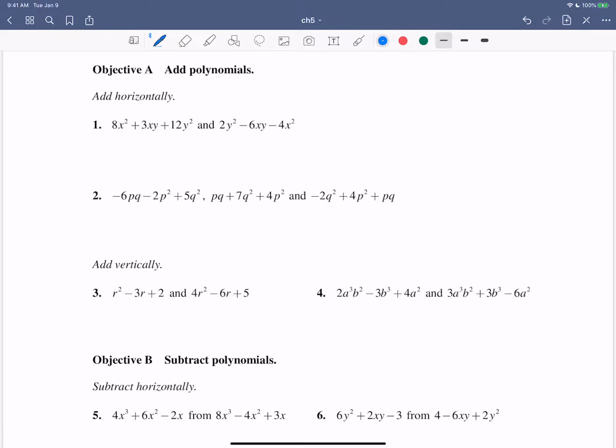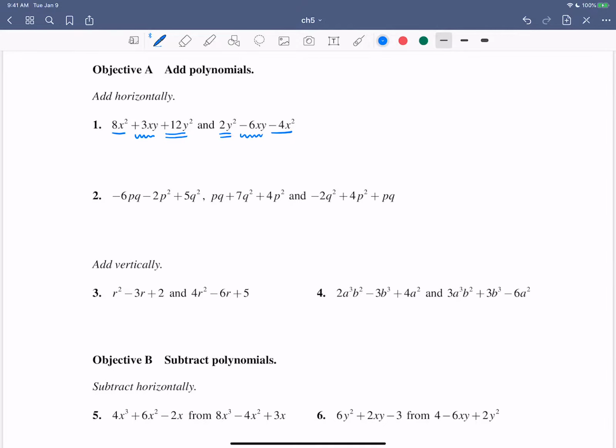Number 1, we're adding 8x squared plus 3xy plus 12y squared and 2y squared minus 6xy minus 4x squared. Identify like terms. If we identify like terms, we will see that 8x squared and negative 4x squared are like terms. And then we have positive 3xy and negative 6xy as like terms. Finally, we have positive 12y squared and 2y squared as like terms.